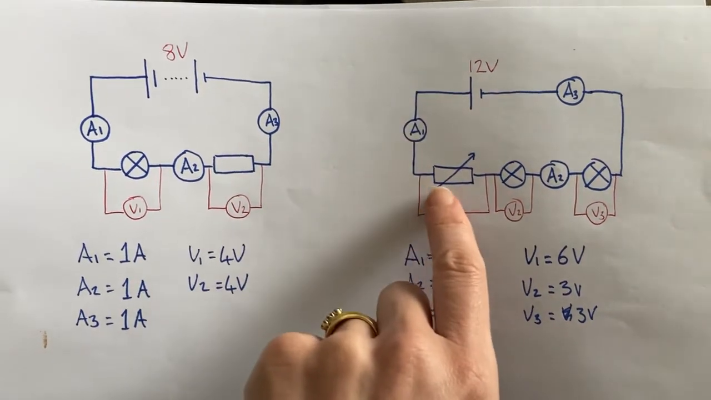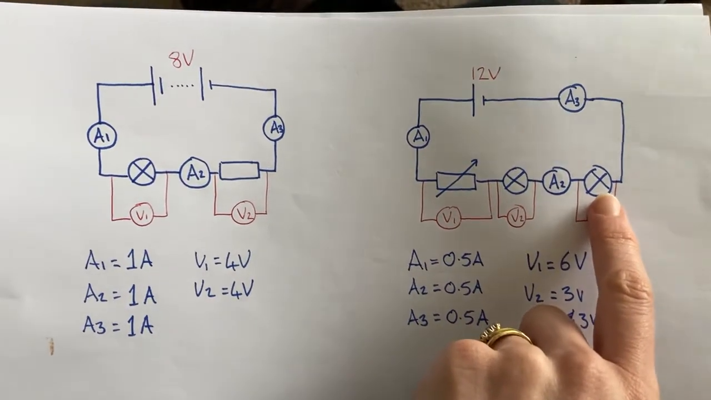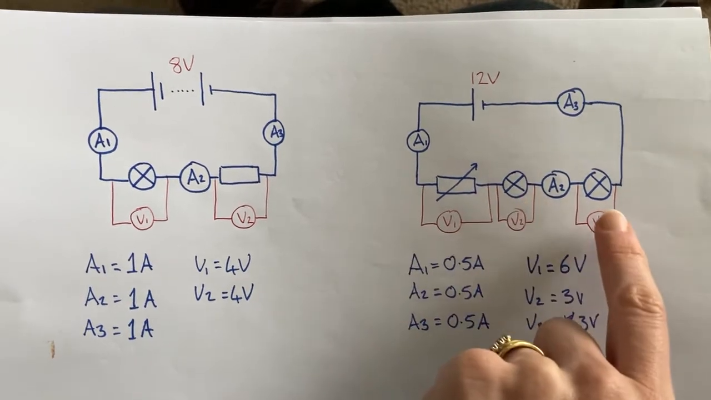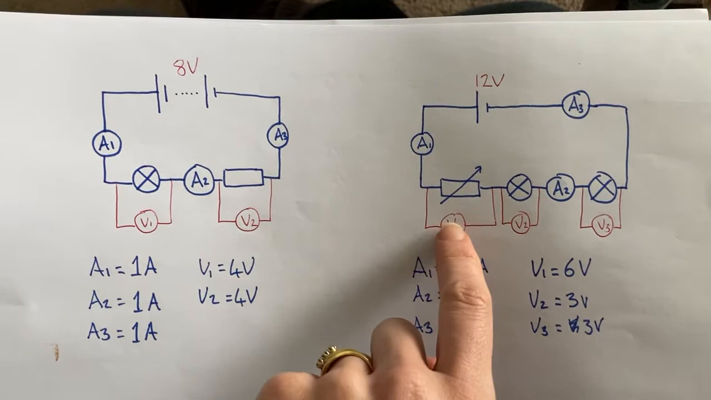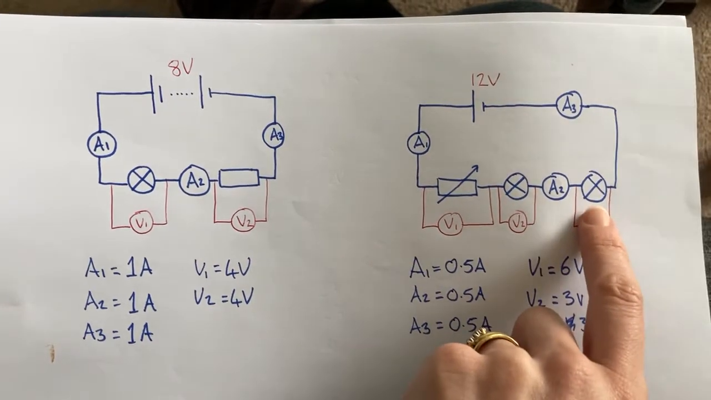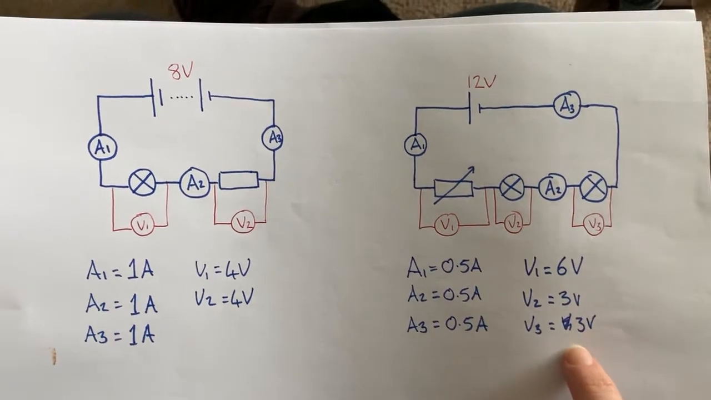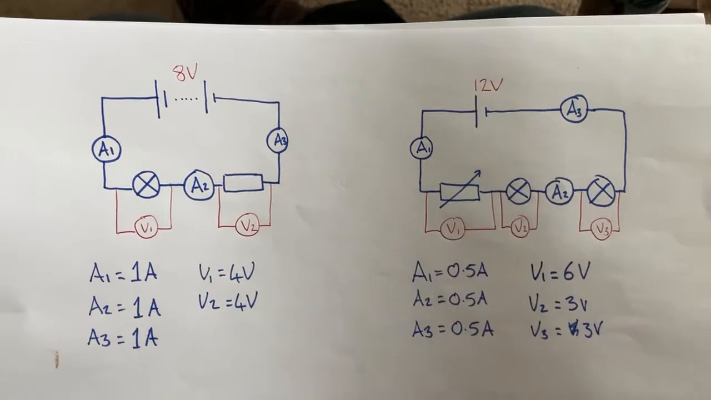That 12 volts is to be shared between a variable resistor, a lamp, and another lamp. Now it could be 4 volts each, but it's not always shared exactly the same. And in this example, what we said was that the variable resistor was getting 6 volts and the lamps were getting 3 volts each. The key thing is it adds up to 12. Okay. What you have up here is always going to be your maximum.